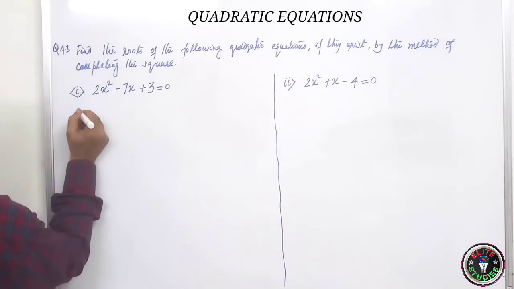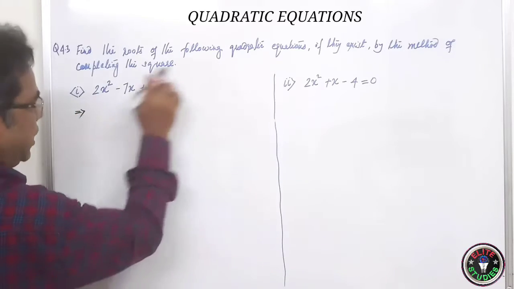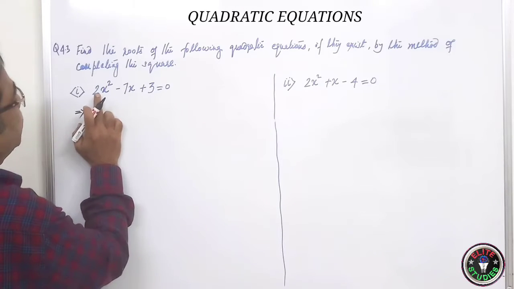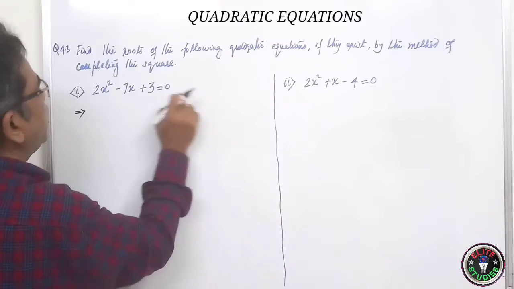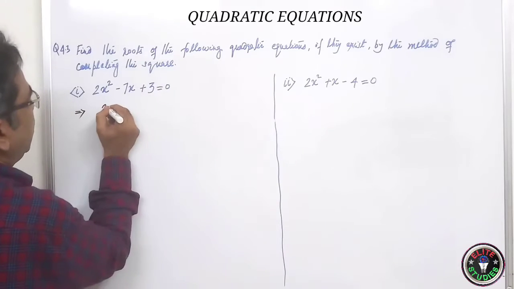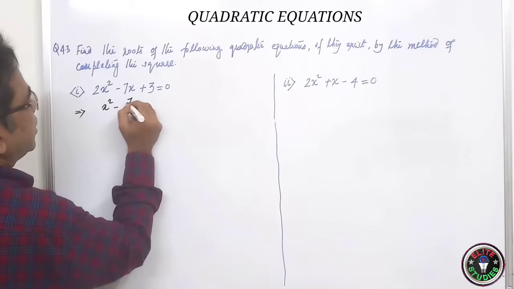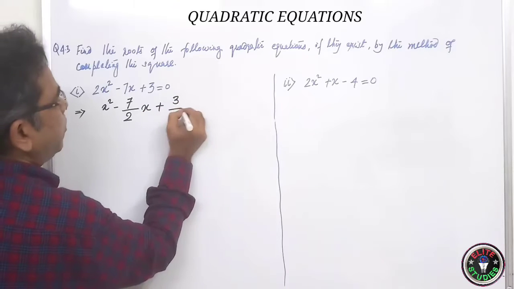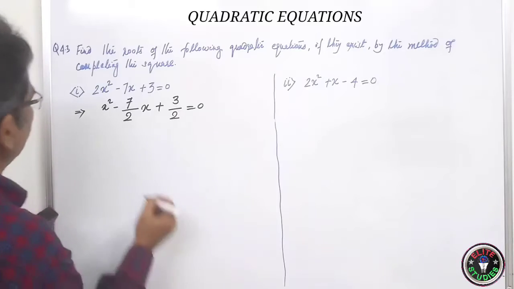Now pay attention, dear students. What you have to do in this method of completing the square is, first of all, always try to make the coefficient of x square 1. So divide the whole equation by 2. So it will be x square, 2 by 2, it is 1, minus 7 by 2 x plus 3 by 2 is equal to 0, meaning dividing both sides of the equation by 2.